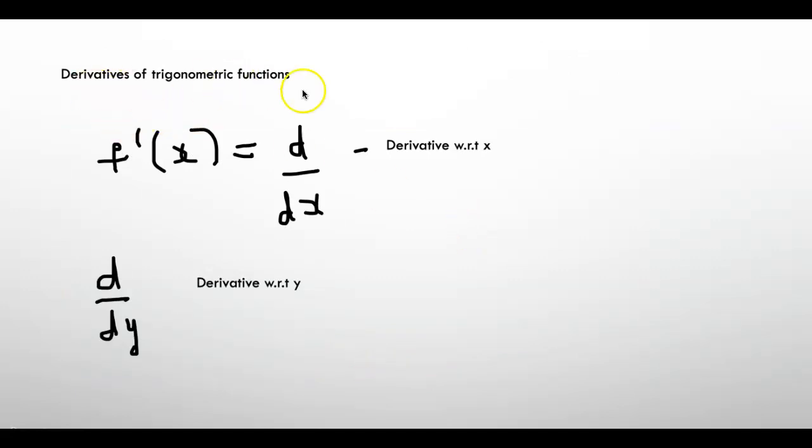Now we come to derivatives of trigonometric functions. Before that, some notations. f dash x you denote by d by dx. This is called d dx, or derivative with respect to x. d dy is derivative with respect to y.